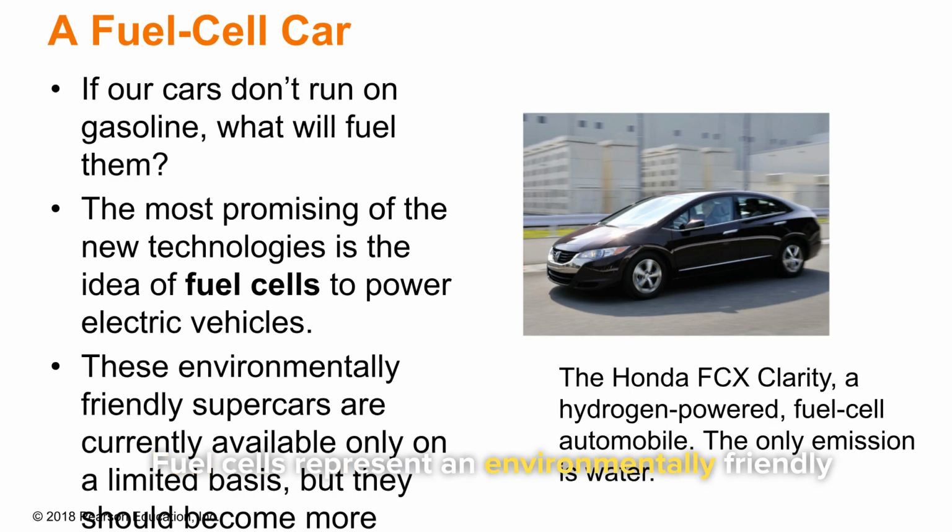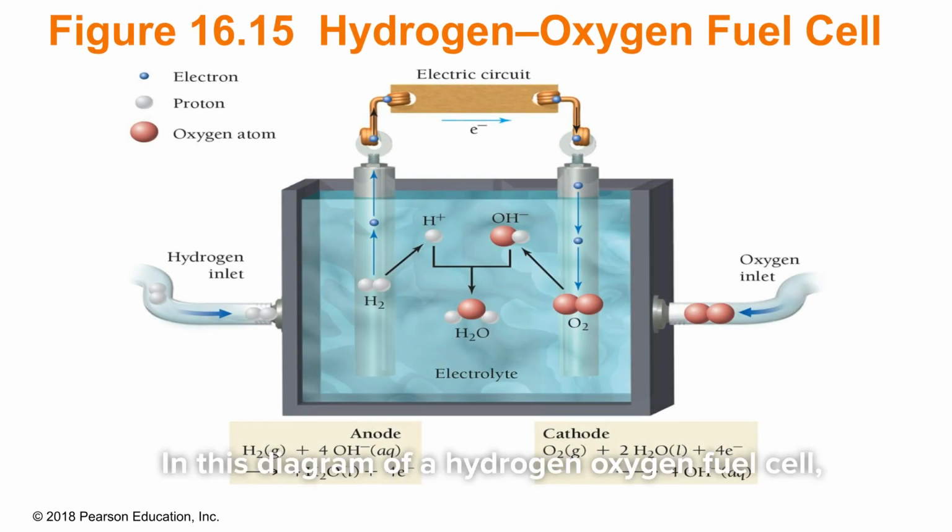Fuel cells represent an environmentally friendly alternative for transportation. Unlike traditional batteries, they generate power continuously as long as fuel is provided, emitting only water. In this diagram of a hydrogen-oxygen fuel cell, you can see how the electrochemical process efficiently converts fuel into electrical energy to power modern vehicles.